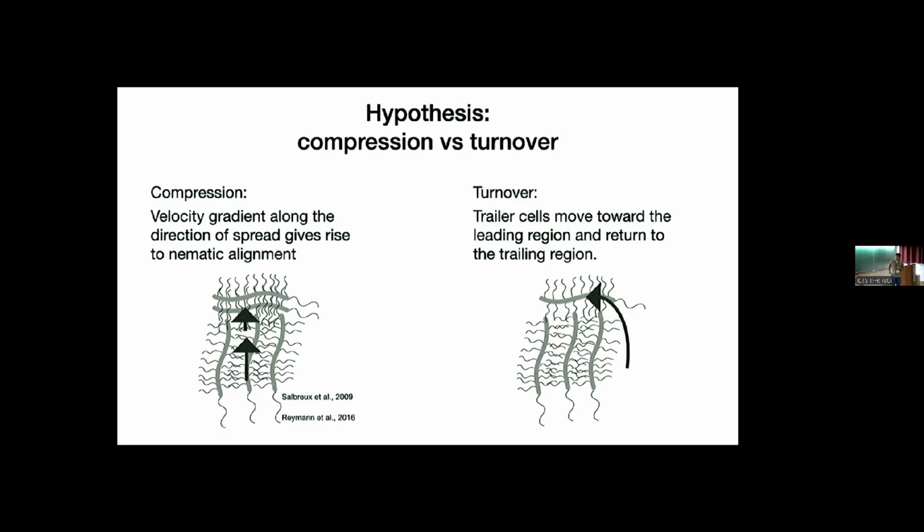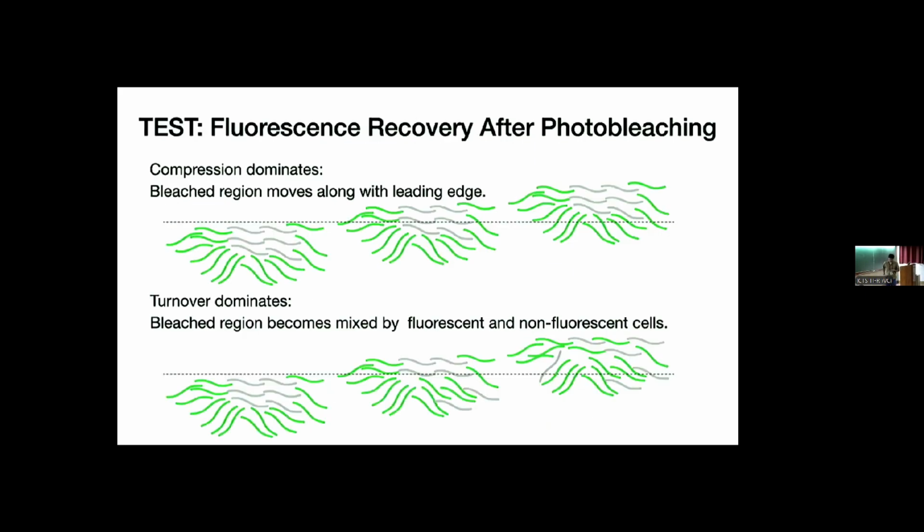So we sought to test these hypotheses in experiment. We decided to do fluorescence recovery after photobleaching. We image the GFP-expressed cells, and then we apply strong light to a certain region of the cells to bleach the GFP. If the compression dominates, the bleached region moves along the leading edge. But if the turnover dominates, the bleached region becomes mixed by the non-fluorescent and the fluorescent cells.